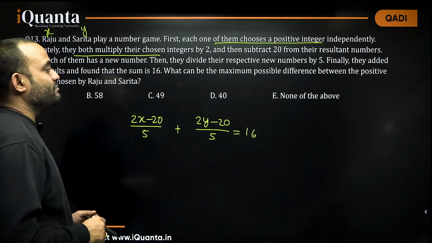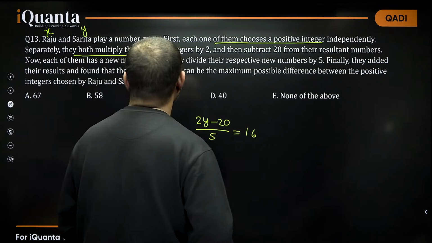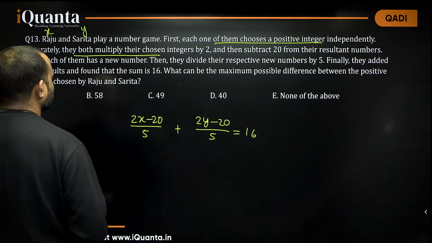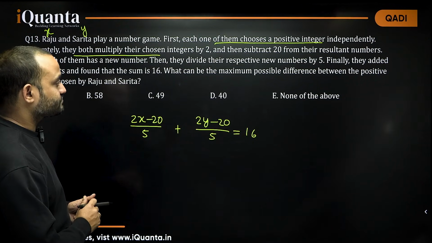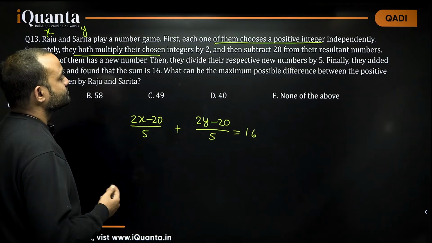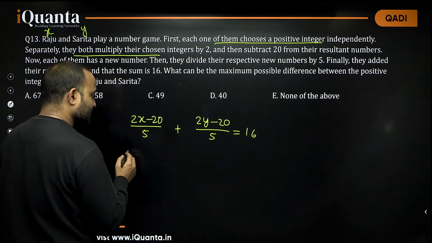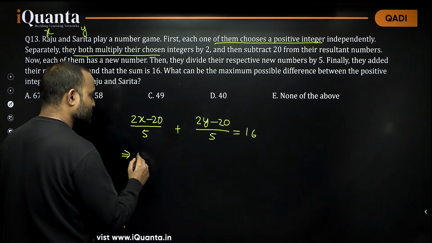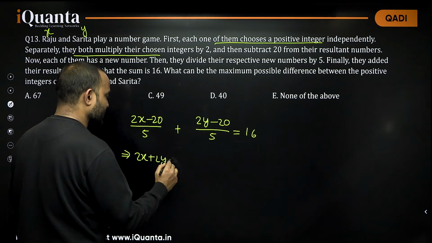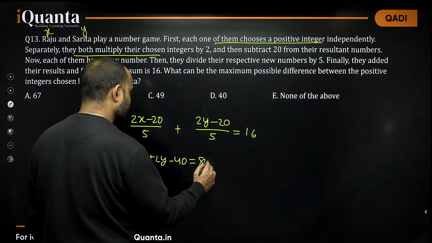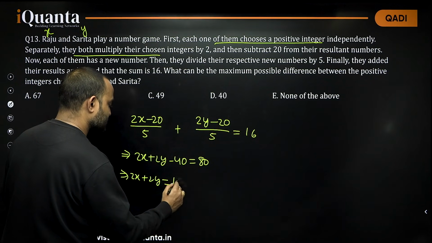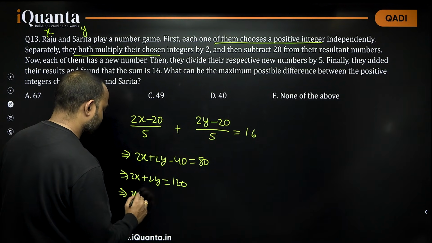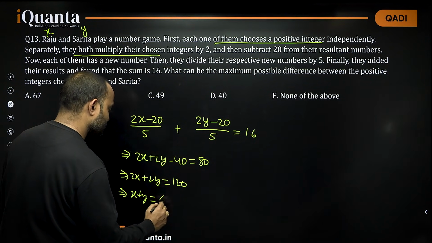What can be the maximum possible difference between the positive integers chosen by Raju and Sarita? Okay, that's good. So let's try to solve it. What we can say: 2x plus 2y minus 40 is equal to 80, or 2x plus 2y is equal to 120, or x plus y is equal to 60.